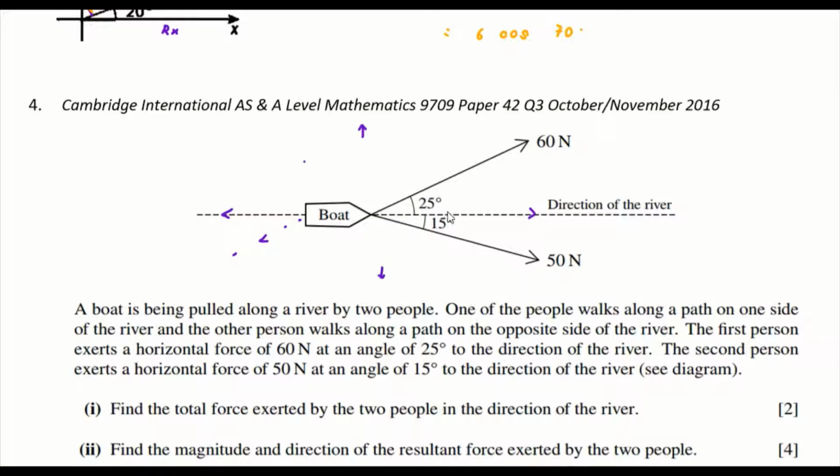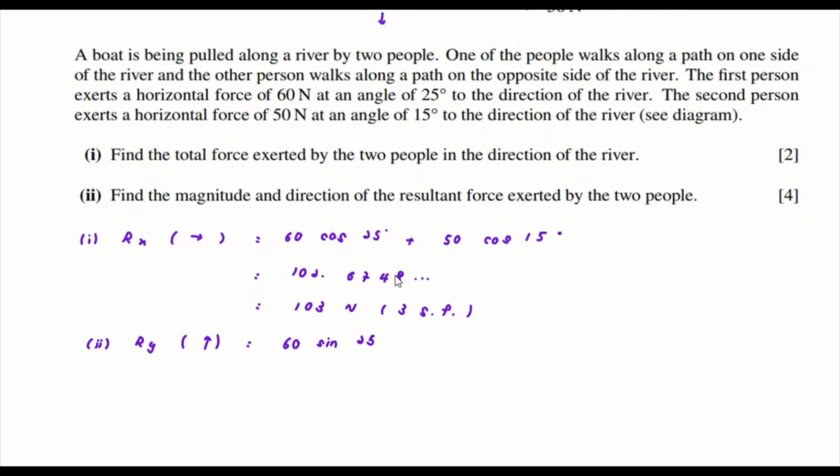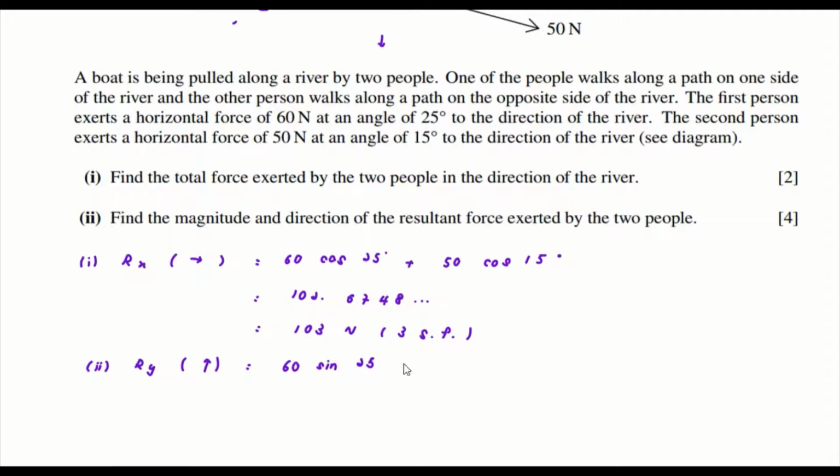If it's going up, the resolved component here will be 60 sine 25. And for the other one, it's going to be 50 sine 15, but this is in the opposite direction, so we need to minus. 50 sine 15. When you solve it, you will get 12.41961 and so on, and your final answer should be 12.4 Newton. So this is the part for resolving the component of y.